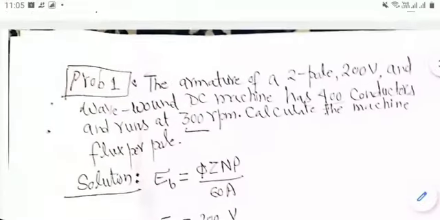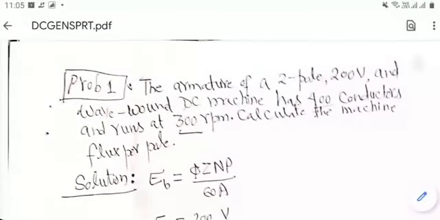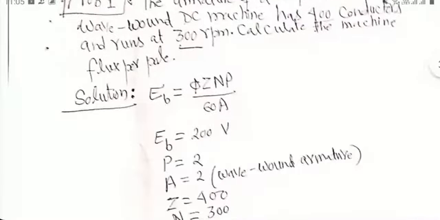Flux, you can always vary by changing the value of the field current. And RPM you can also change, because you can always change the speed of the turbine that is feeding the generator. So this is a very important finding from this equation that we'll be using several times in future when it comes to controlling performance of DC machines. That's why this equation assumes a lot of importance.